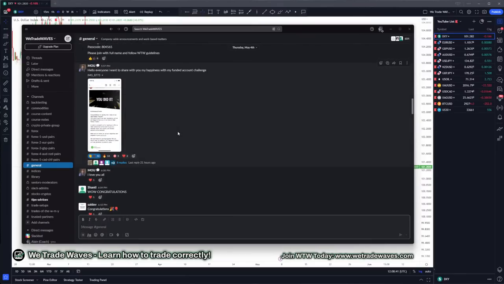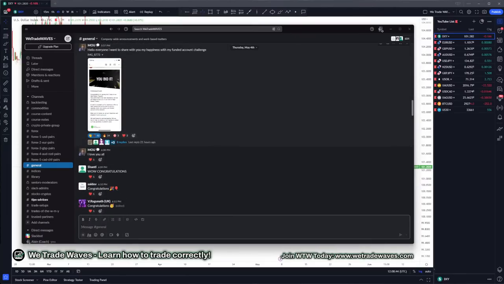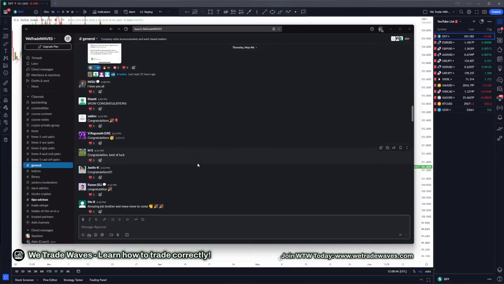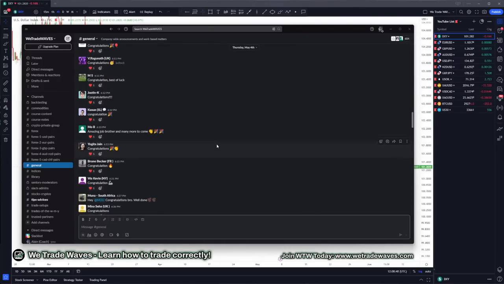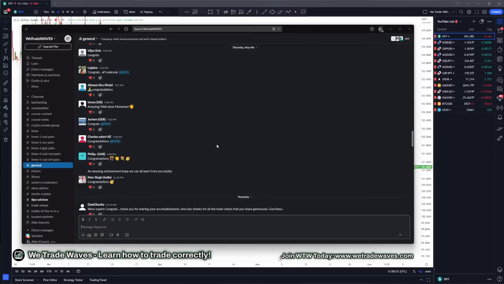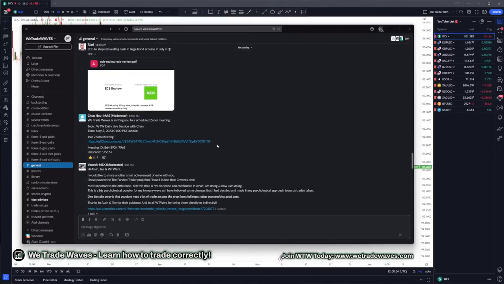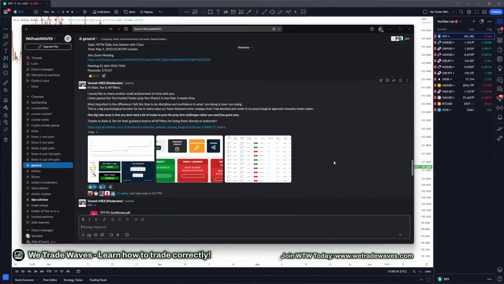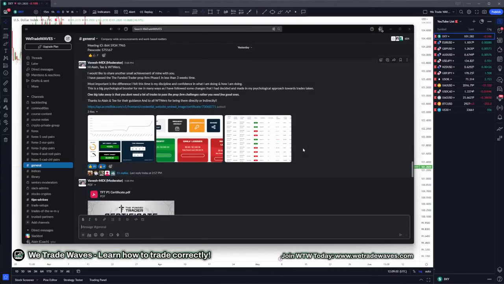I don't want to mention only this one, guys. I want to show you the support inside the community. And this is what's called, guys, a great community, okay? Because to succeed in trading, you have to be with like-minded people. And it's not only about one member. A lot of members are passing funded trader challenges, seniors, moderators as well, and it's not the first time. I don't want to spend too much time here. You can stop the video later on and read every single message.